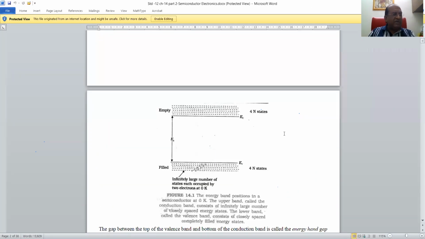Now we have to study all these three materials: conductors, semiconductors, and insulators on the basis of energy bands. So we know this thing, electrons possess particular energy in particular orbits, and we say the energy possessed by electron, that is the energy level.